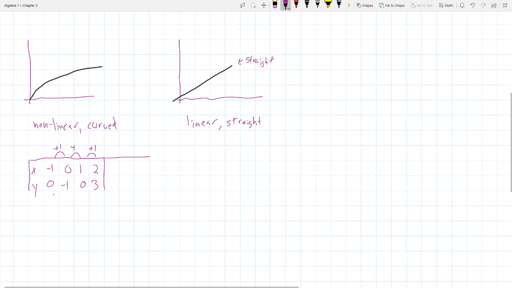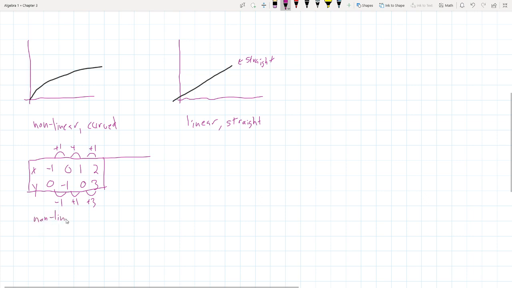All right, there's a little bit of a pattern there. And then on my y, I go from 0 to -1, and that's -1. And then from -1 to 0, that's a +1. And then 0 to 3, that's a +3. In this case, this is not linear. This is nonlinear.